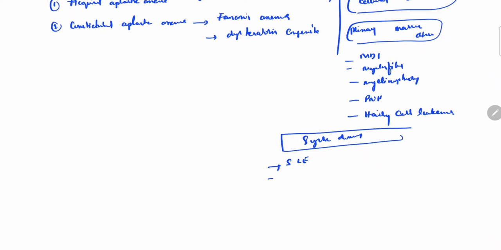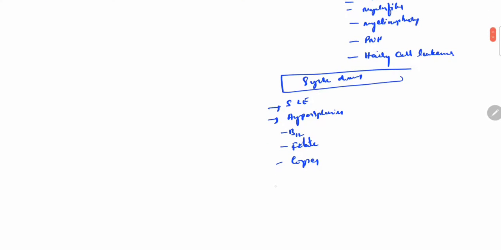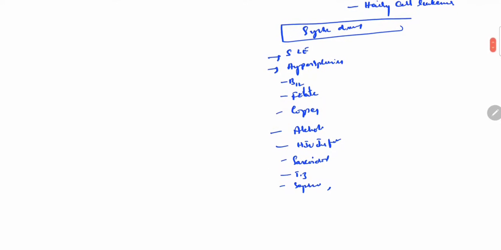SLE, hypersplenism, B12 deficiency, folate deficiency, copper, alcohol, HIV infection, sarcoidosis, TB, sepsis, leishmaniasis. So there is a large list.